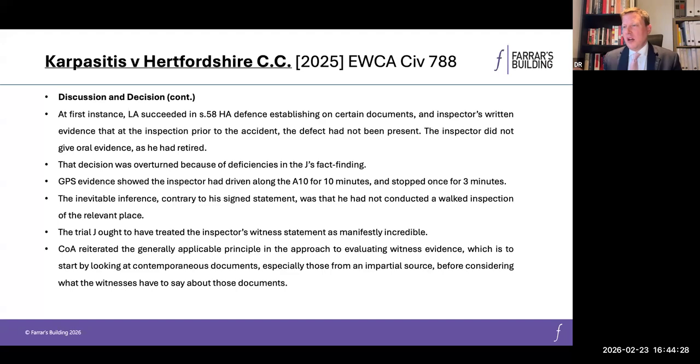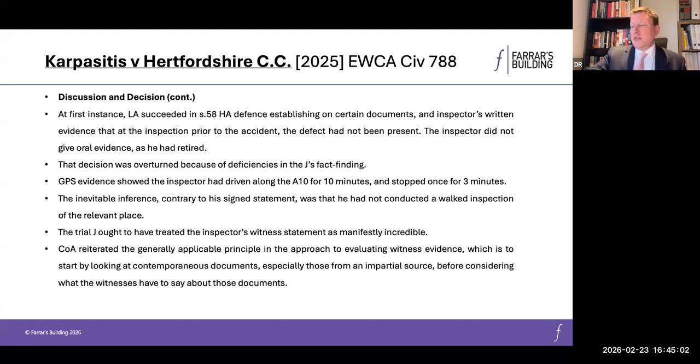And the assessment of the evidence was in fact pretty stark, because the claimant had obtained through disclosure GPS evidence which showed that the inspector had driven along the A10 for 10 minutes and stopped his vehicle once for 3 minutes at a place not by the defect. So the inevitable inference was that the inspector hadn't conducted a walked inspection of the relevant place at all. And as against that, the inspector's witness statement saying that he had done a walked inspection should have been treated as manifestly incredible. And he, of course, wasn't cross-examined on it.